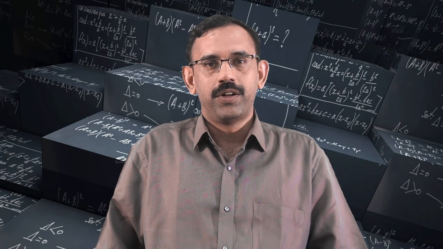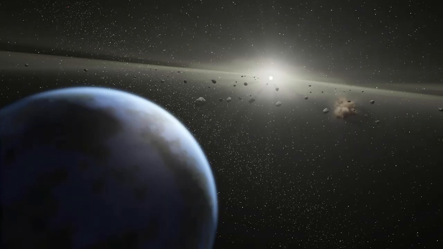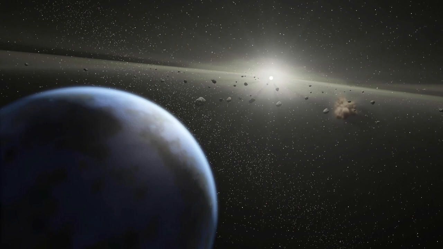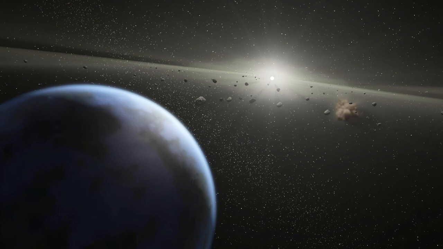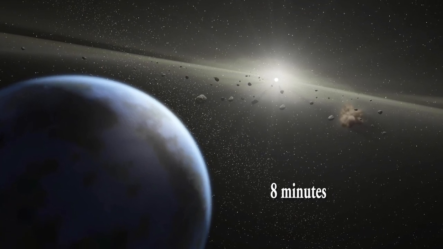Dear students, do you know how far the Sun is from the Earth? It is approximately 149.6 million kilometers. How much time do light rays take to travel from the Sun to our planet? It is only 8 minutes.